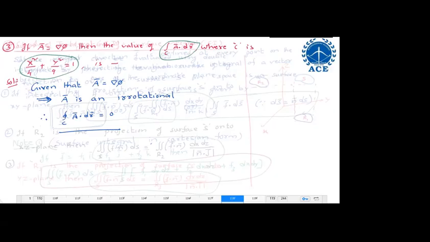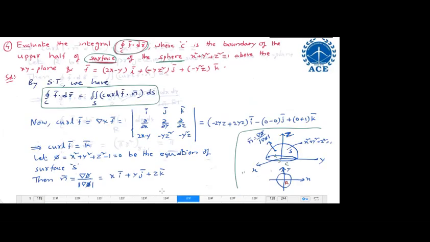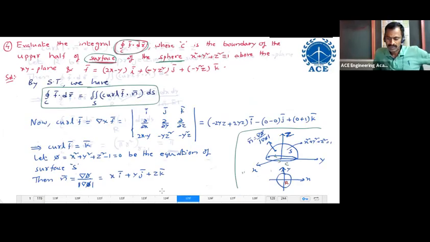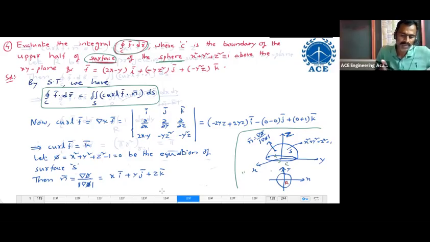Sir, today's last question I could not understand. Why do we need to apply this conventional method? You told us we can use Stokes theorem or Gauss theorem. But in this last problem, why did we apply Stokes theorem and also this?